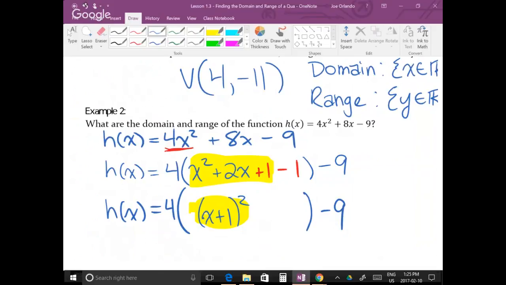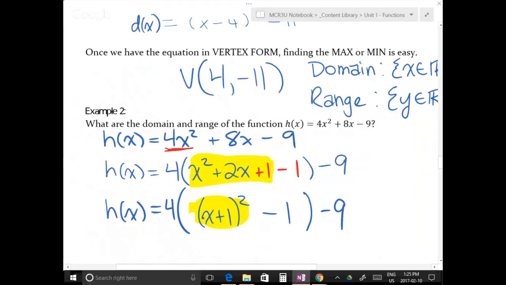So I've done the x squared plus 2x plus 1. That's x plus 1 squared. That's a perfect square. What do I need to make sure I don't lose? The minus 1. Right? Don't be sorry.